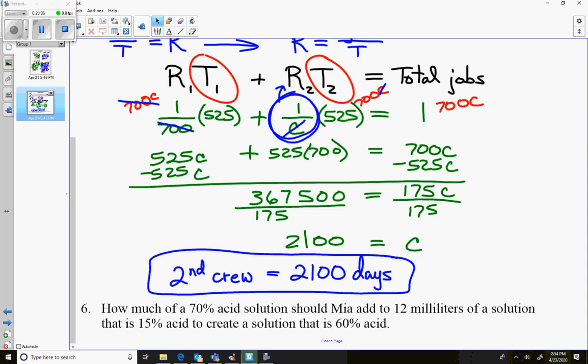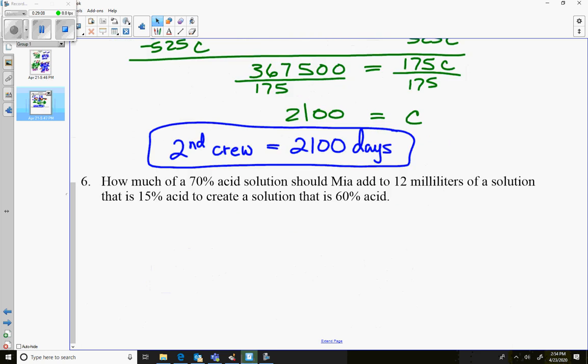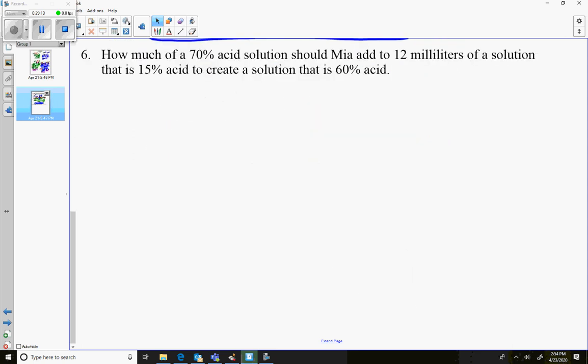All right, and then one last problem. This particular problem, I traditionally set it up as a 2 by 2, but it can be set up as rational equations as well. And again, since that's what this lesson is, we're going to set it up as rational equations.